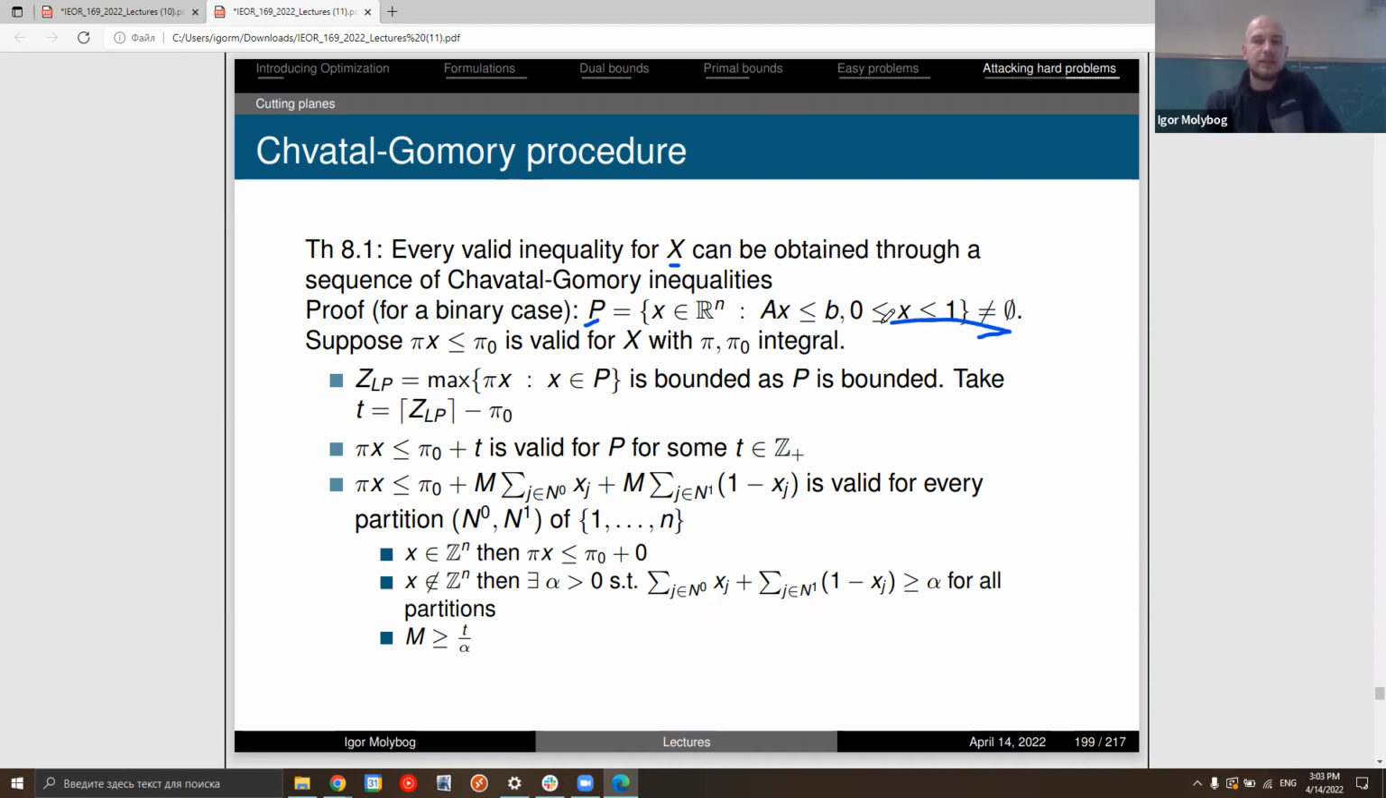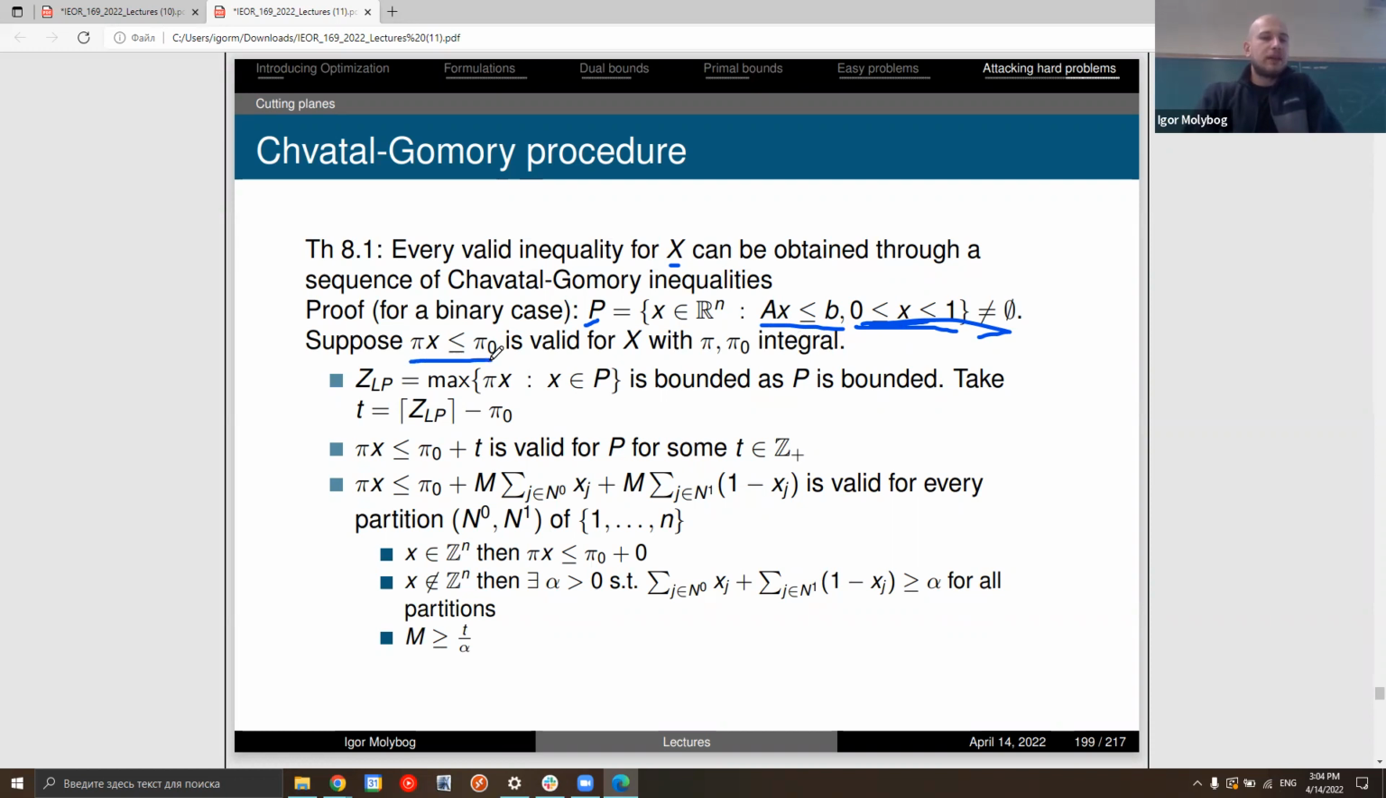And the formulation is such that all of the variables are bounded by 1 and by 0, so it's within the binary cube, and we have an additional set of inequalities AX less than or equal than B.